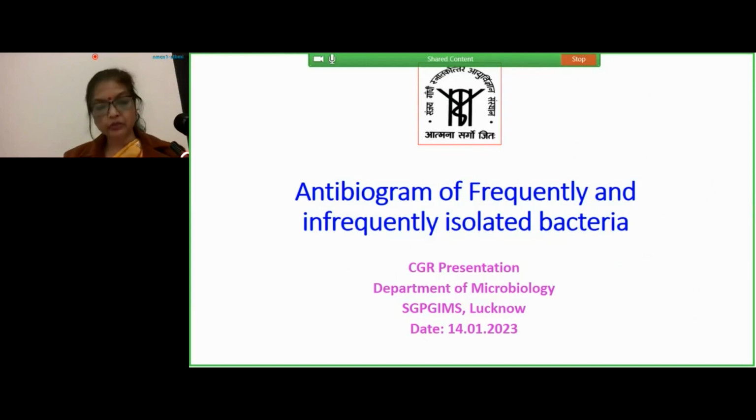So, as Madam has already informed, today we will discuss the antibiogram of frequently and infrequently isolated bacteria. As you all know, antibiotic resistance is a global threat, and empirical antibiotic therapy is very important and depends upon the local epidemiology. So this CGR has to be divided into 3 parts.